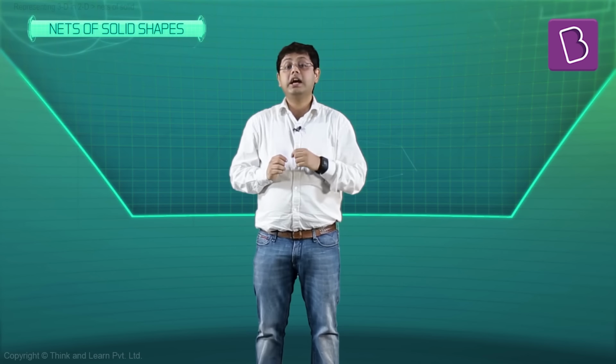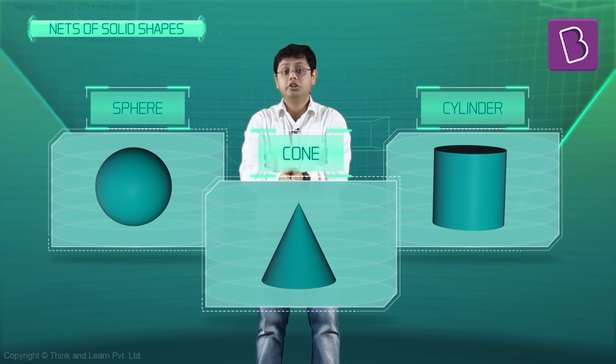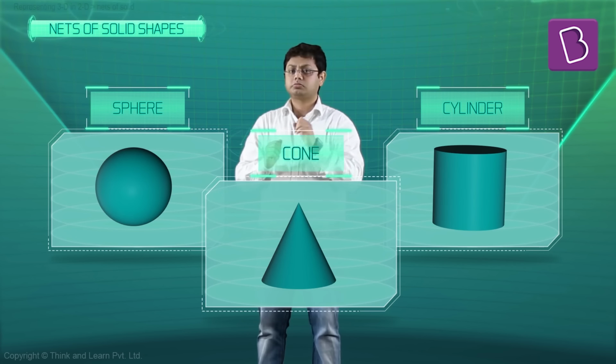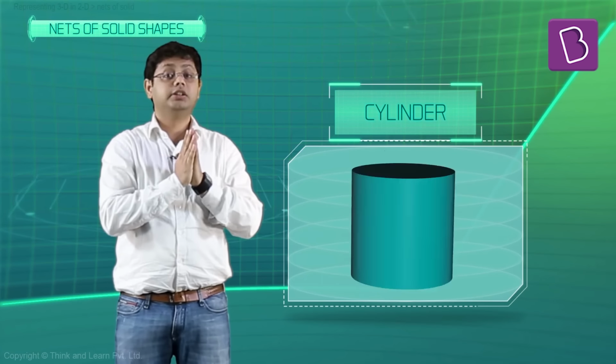Okay, now we are done with prisms and pyramids. How about shapes that have curved surface areas? The cylinders, the cones, and the spheres. Let me start off with a cylinder first.